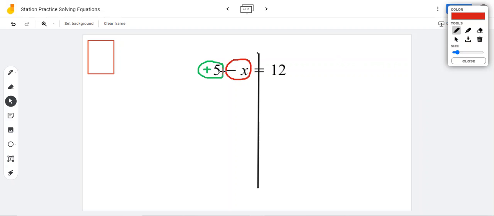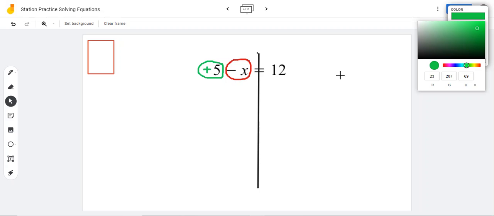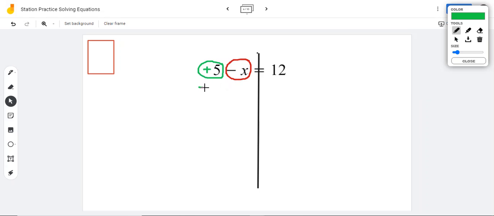our variable. Okay? So first we can get rid of that plus 5. We know how to get rid of a plus. We do the inverse, the opposite, and subtract. Opposite of adding 5 is subtracting 5. Do that both sides. So that's our first step.